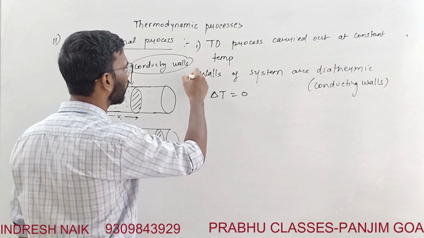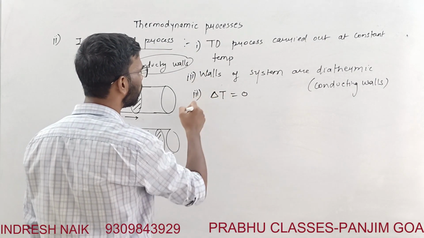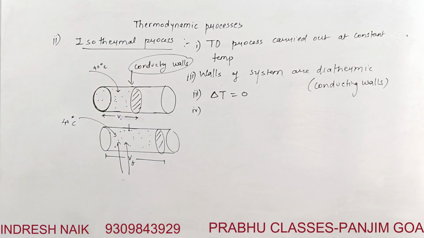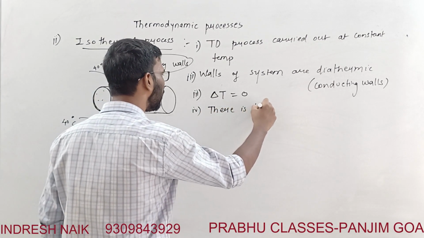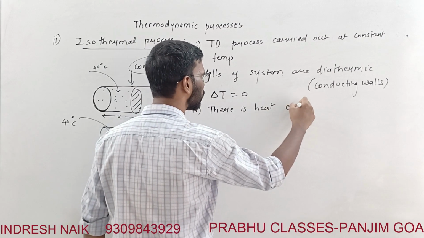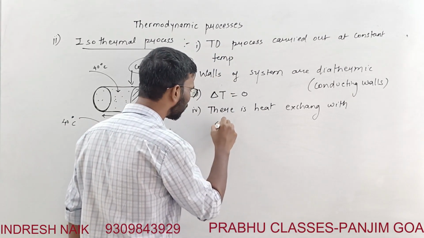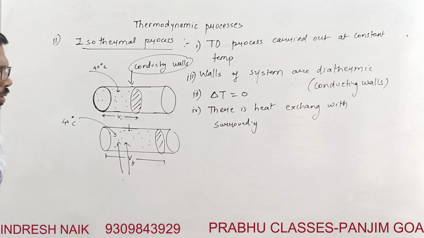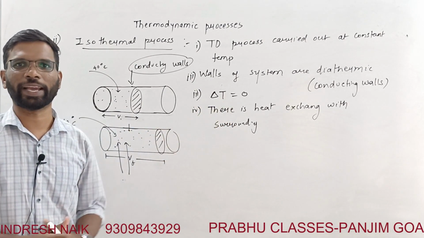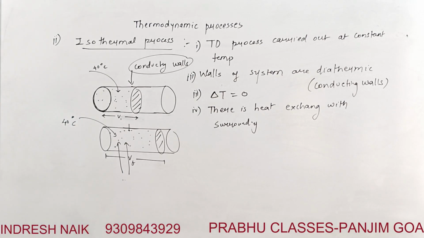Boundary are what? Okay, this is the second point. Walls of the system are diathermic or conducting. This is the fourth point. What happens? There is a heat exchange with the surrounding. This is the fourth point which you should remember. So heat will be getting exchanged and the temperature of the system is going to remain constant.